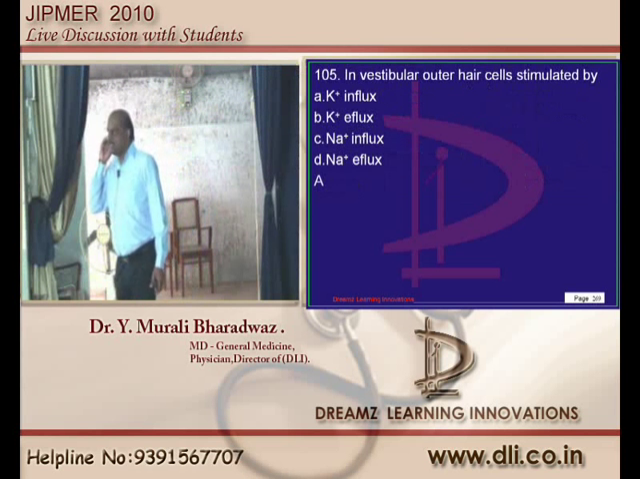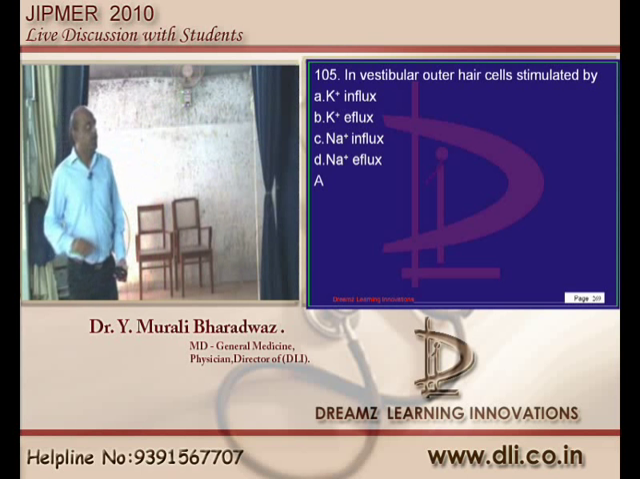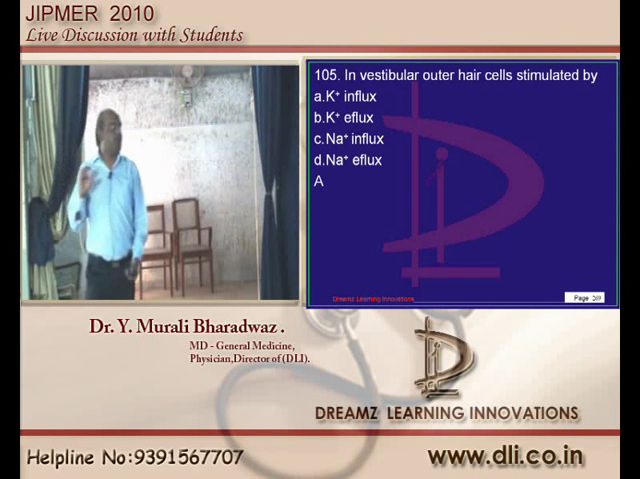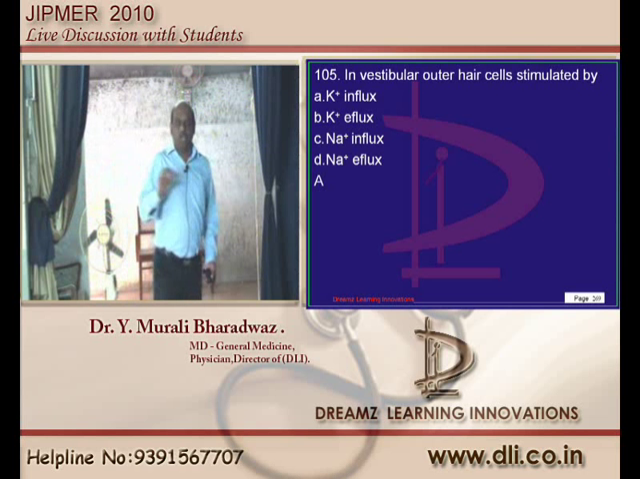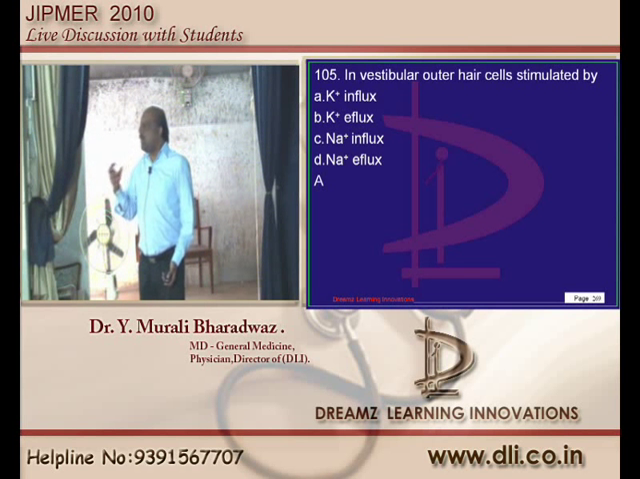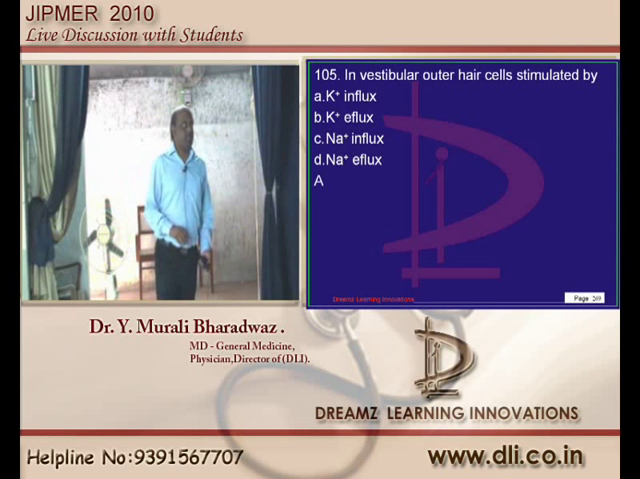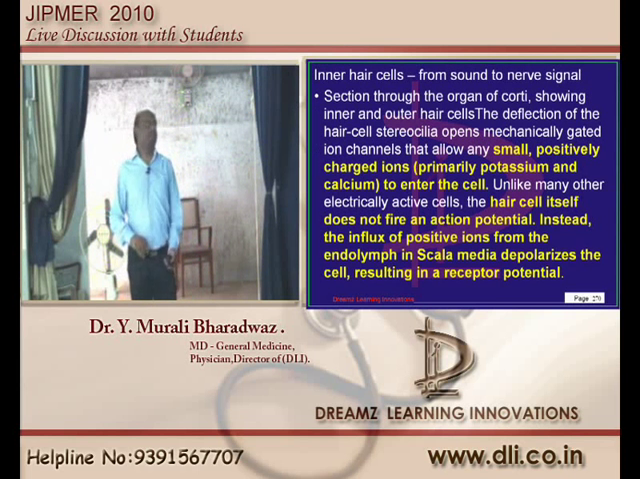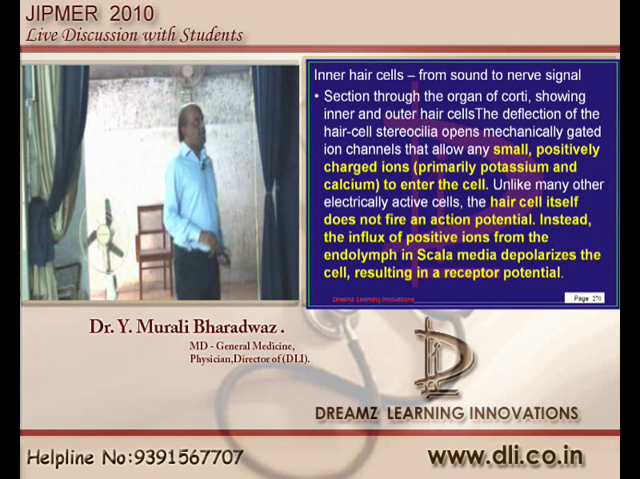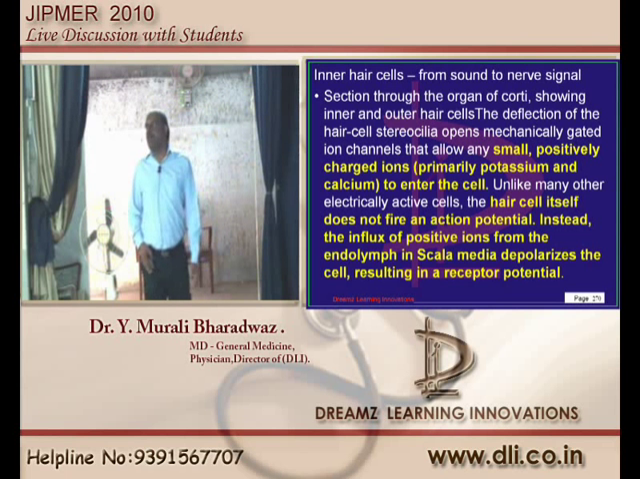In the hair cells in the cochlea, in the organ of Corti, what movement makes the electrical potentials generated? It is the positive ion movements. What positive ions? Calcium and potassium are the two important ions. Once more, is it efflux or influx is the question. It is the influx of positive ions, mainly potassium. So K plus influx is the one which will lead to the generation of electrical potentials, is what needs to be remembered.